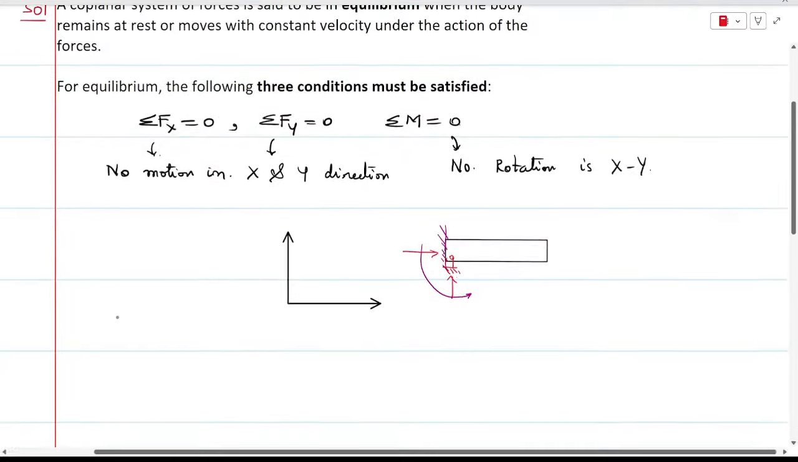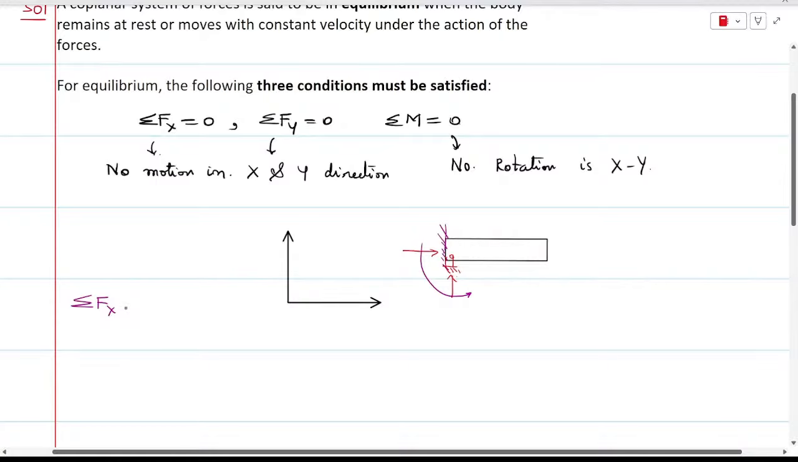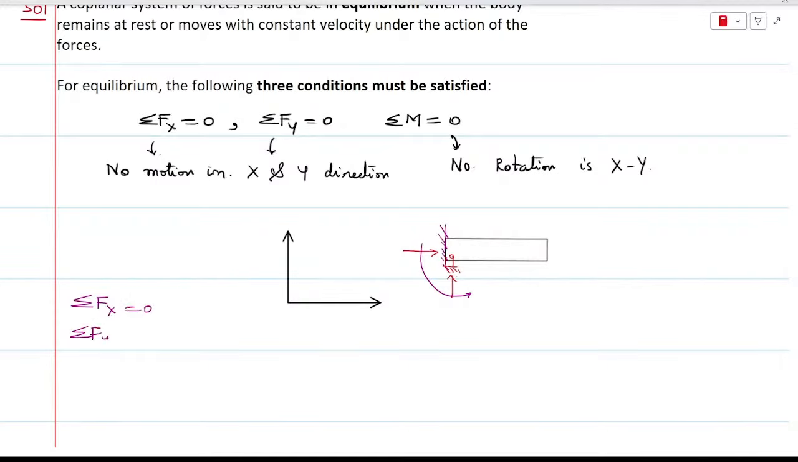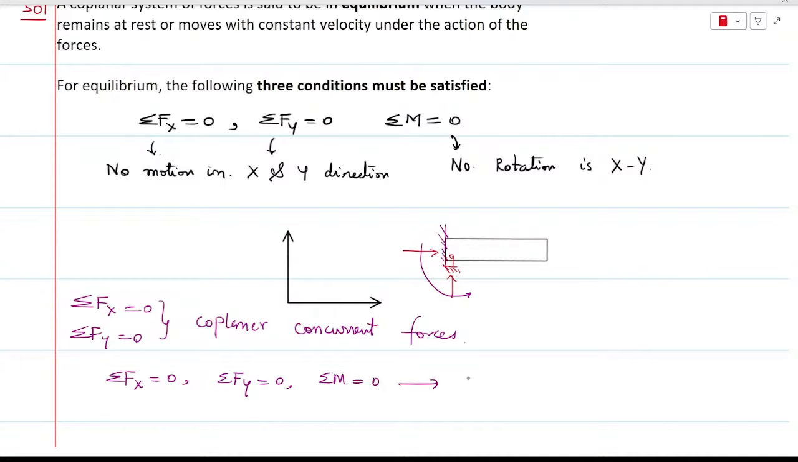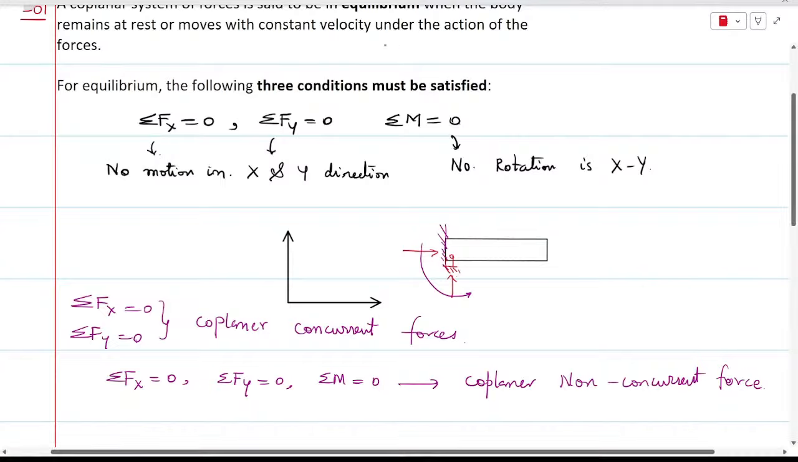Now if I extend this further, summation of forces in x and y being 0 is applicable for coplanar concurrent forces. And if the summation of forces in the x direction is 0, in the y direction is 0, and the moments are also 0, this is applicable for coplanar non-concurrent forces.